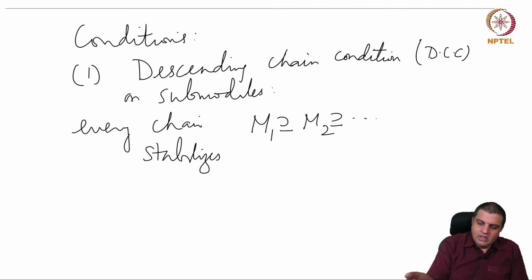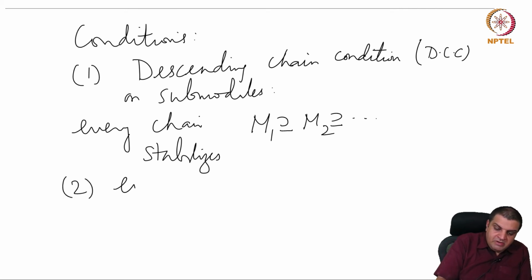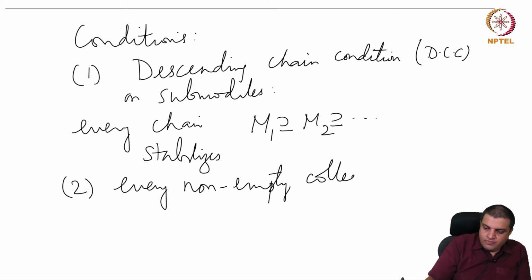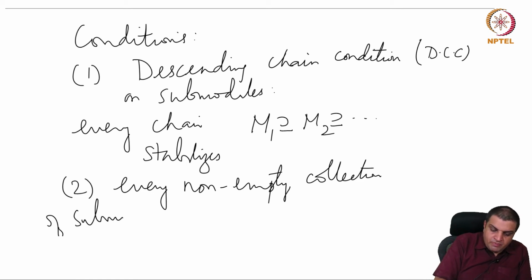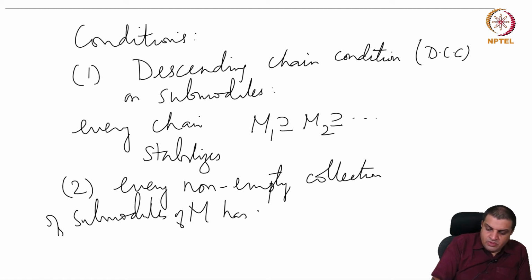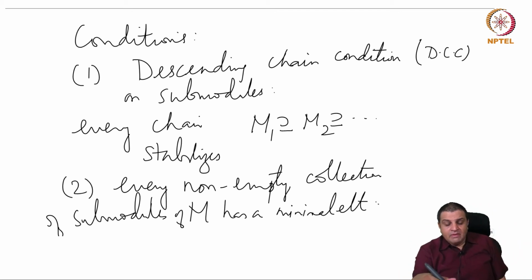So this is analogous to the Noetherian condition. Two, every non-empty collection of submodules of M has a minimal element. The proof is exactly the same, so these two conditions are equivalent.